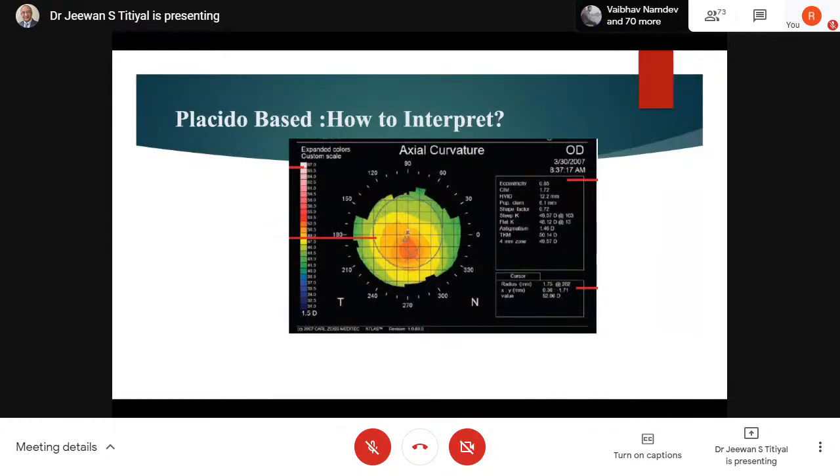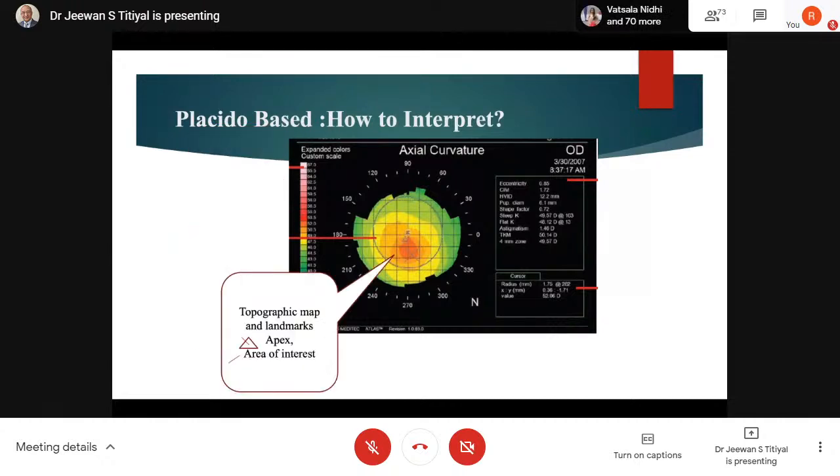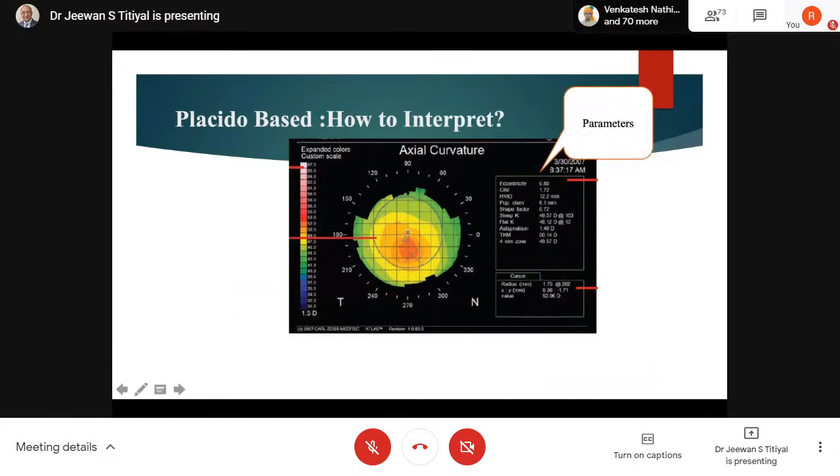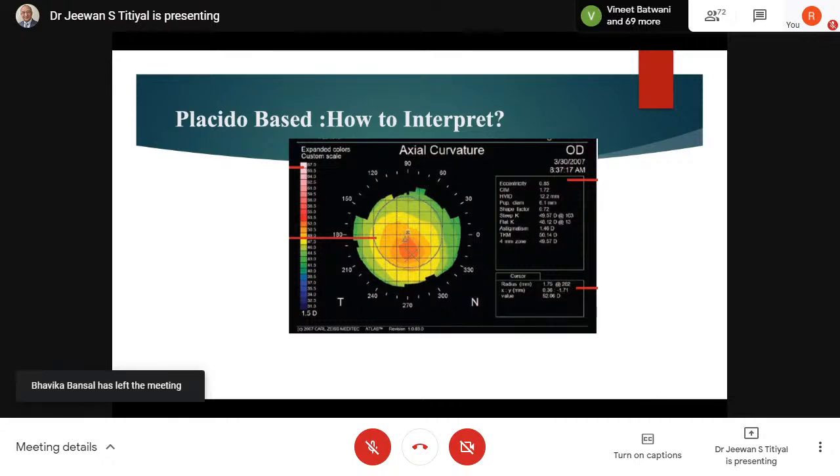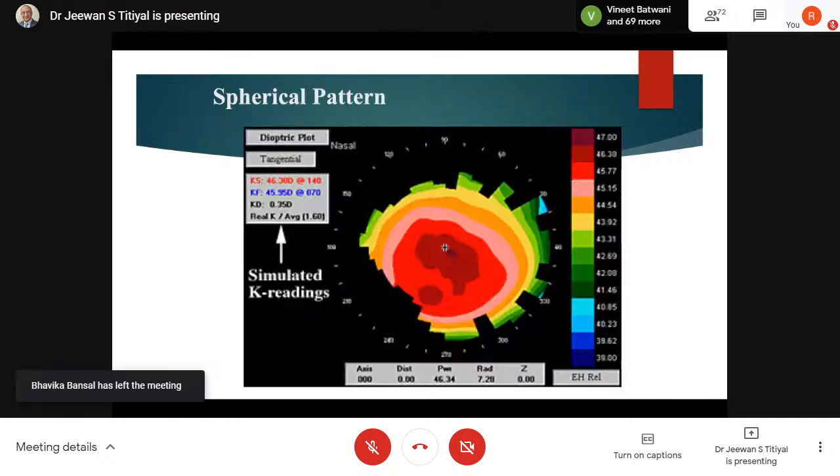This is the typical picture of a VKG, a Placido-based system, which gives you a central axial curvature map and tells you the entire set of parameters, such as keratometry values K1, K2, and other areas also, but cannot give you corneal thickness or the posterior cornea. So if you want a good anterior surface assessment of the cornea, Placido-based systems are the best.